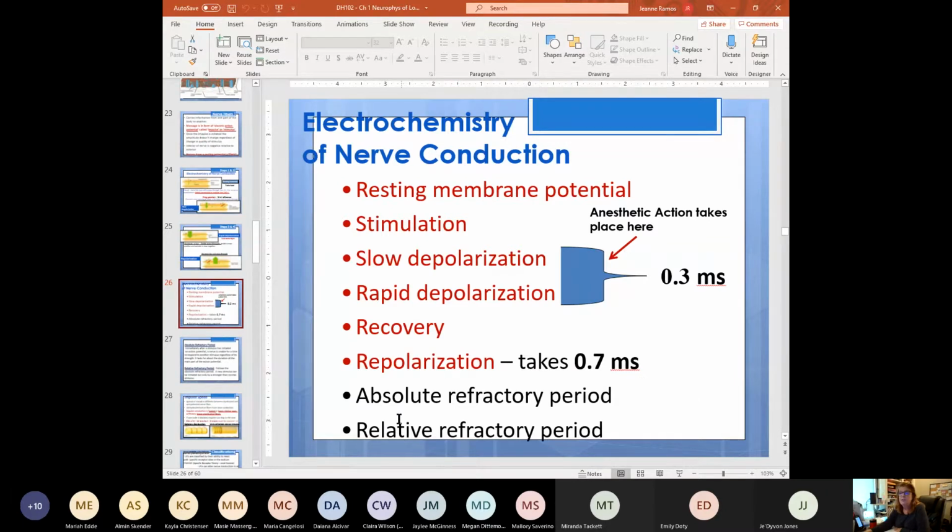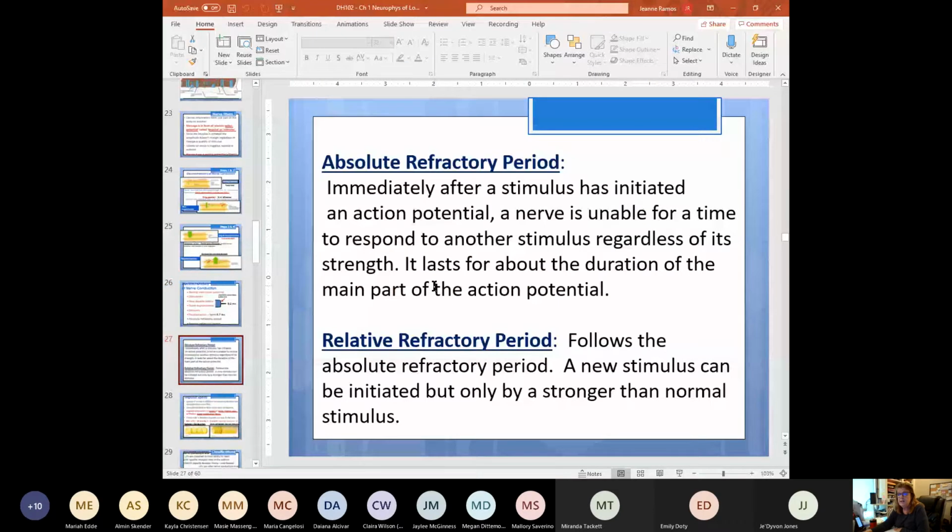Okay, so then it goes through an absolute refractory and relative refractory period. So the absolute refractory means that immediately after a stimulus has been initiated, the nerve is unable for a time to respond to another stimulus, regardless of its strength. So it lasts about for the duration of the main part of the action potential. So you're talking about a millisecond of depolarization and repolarization. If you got hit like this and someone could hit again just in a millisecond but harder, you wouldn't feel that second hit if it happens within the millisecond, because you can't receive another stimulus for about a millisecond, even if it's stronger.